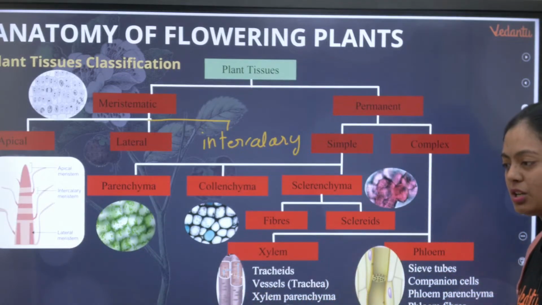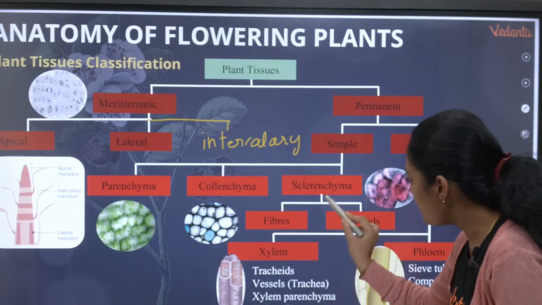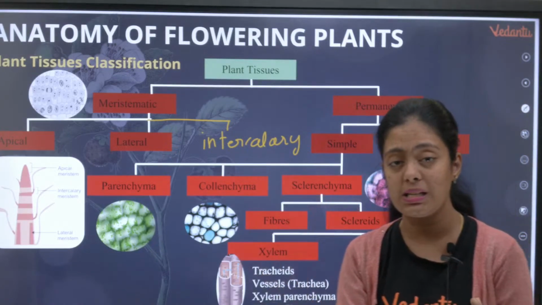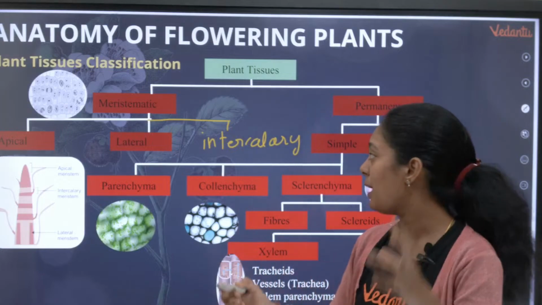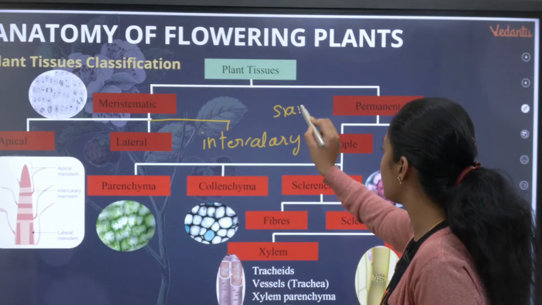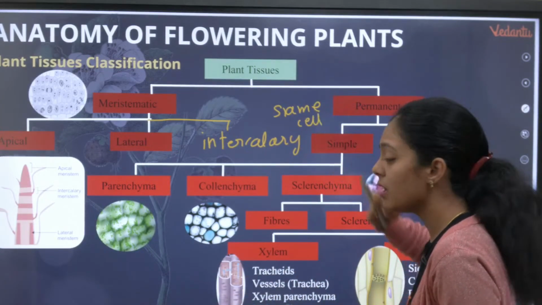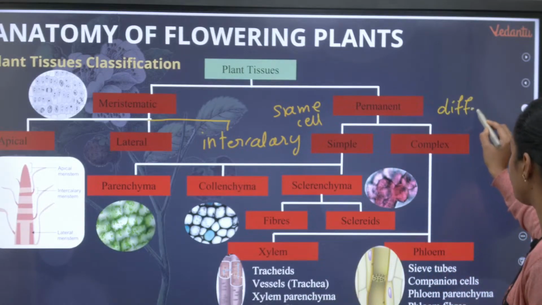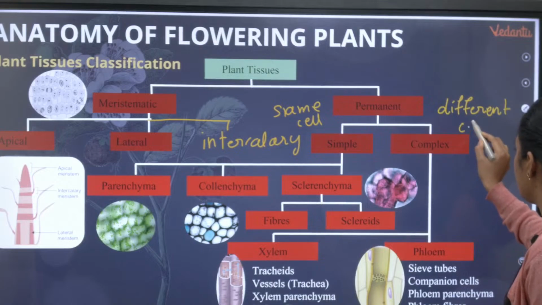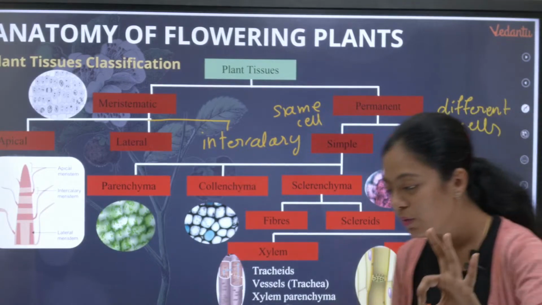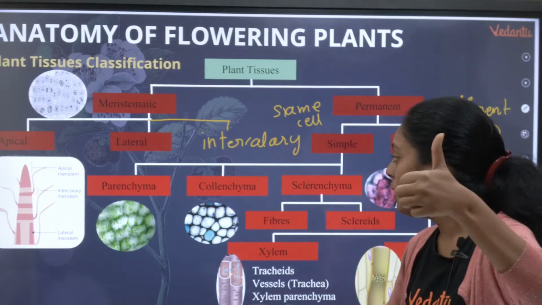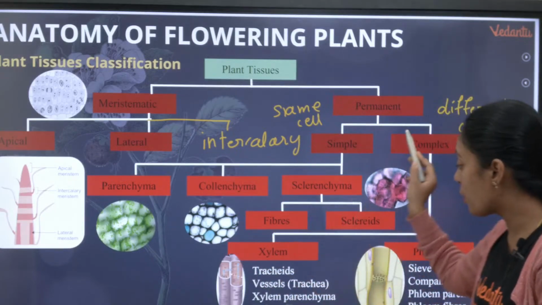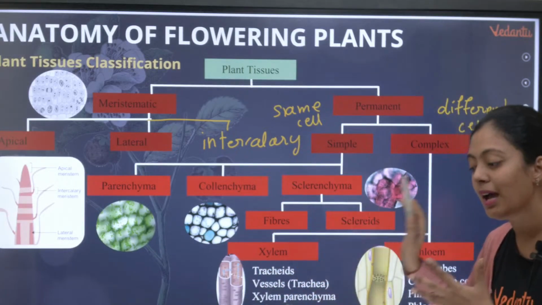Okay, permanent tissue, they are of two types, simple permanent and complex permanent. What is simple permanent and what is complex permanent? Simple permanent means they are made up of same kind of cells. Okay, complex permanent na ரெண்டு different cells வந்து வரும். So simple permanent la மூணு விதம் இருக்கு. Good afternoon. Parenchyma, collenchyma, sclerenchyma. Okay, and then you have complex permanent, in that you have xylem and phloem.